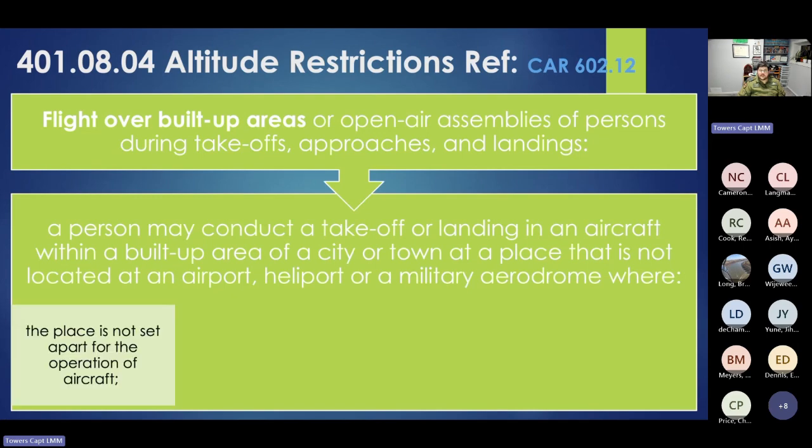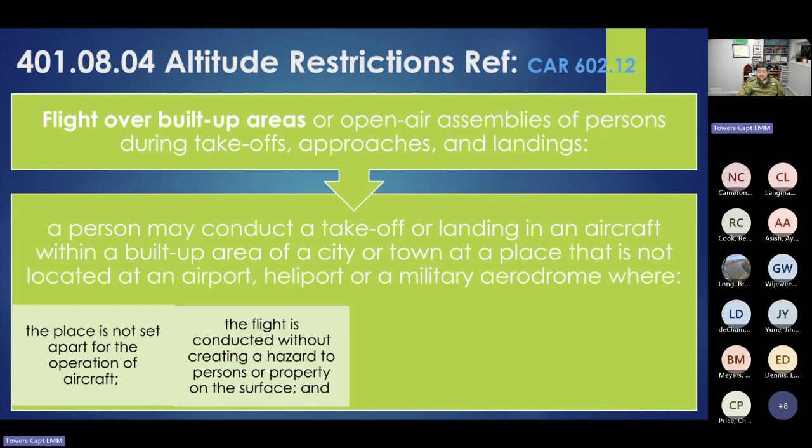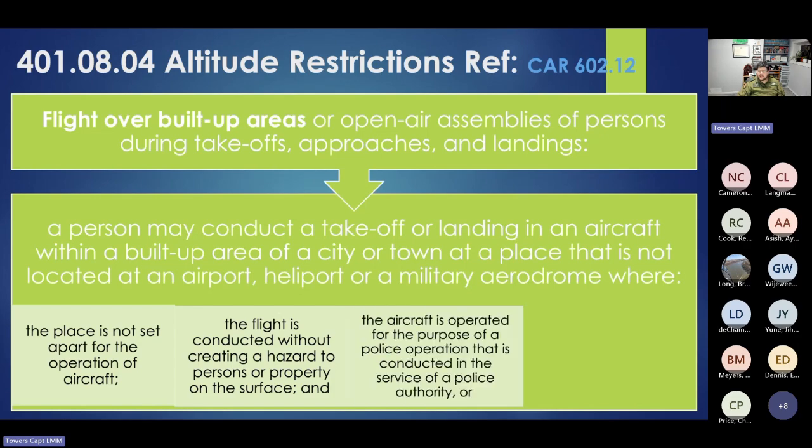So, altitude restrictions. Flight over built-up areas or open-air assemblies of persons during takeoffs, approaches, and landings. A person may conduct a takeoff or landing in an aircraft within a built-up area of a city or town at a place that is not located at an airport, heliport, or a military aerodrome where the place is not set apart for the operation of aircraft, if the flight is conducted without creating a hazard to persons or property on the surface, and the aircraft is operated for the purpose of a police operation that is conducted in the service of a police authority or for the purpose of saving human life.